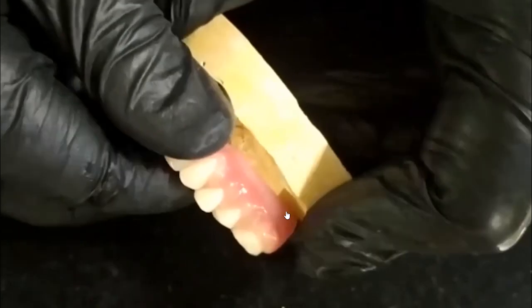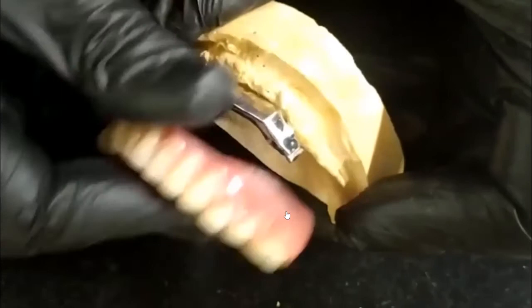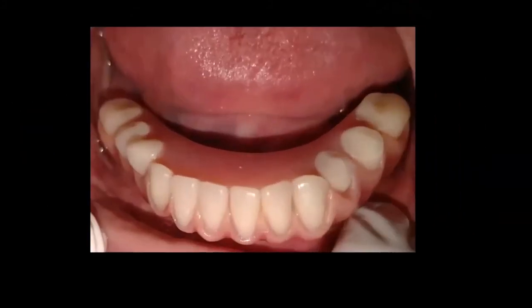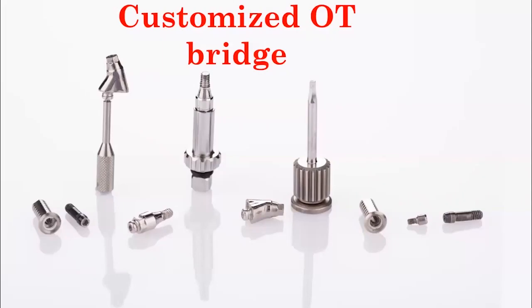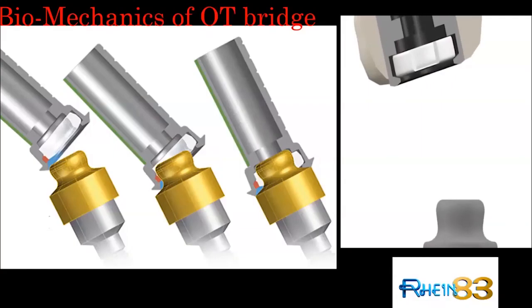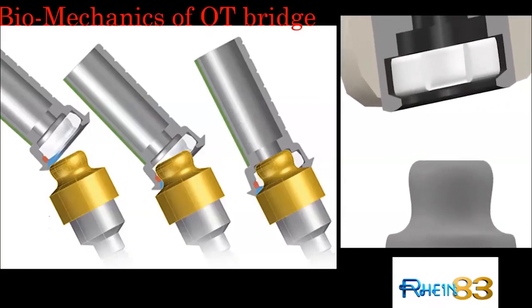So in this case, we have a very much angulated implant. Still, we can give a passive bar, and to reduce the load, we have designed the friction-based processes for that. As I told you, the customized OT bridge. What is OT bridge? It is a metal cylinder with the elastic.